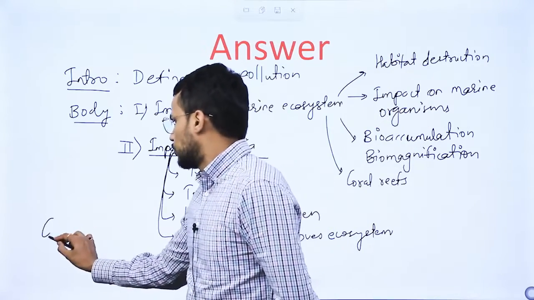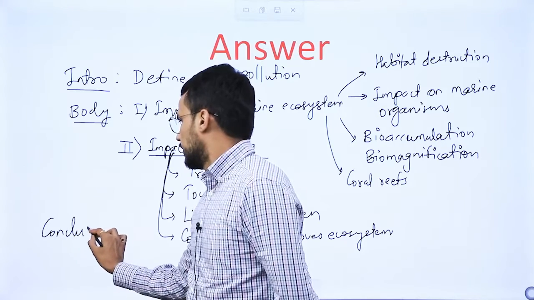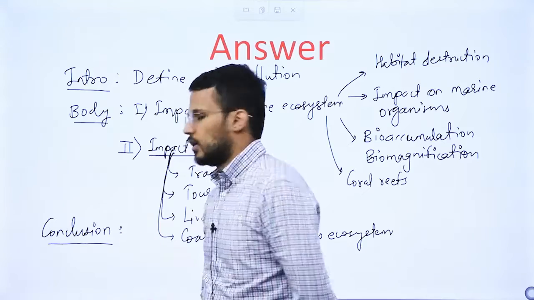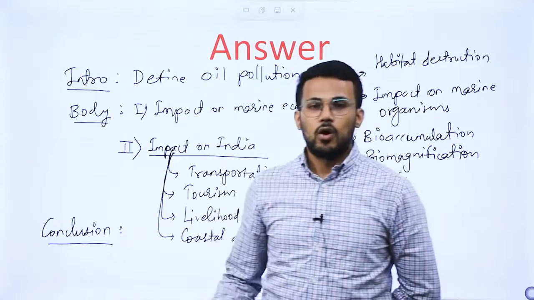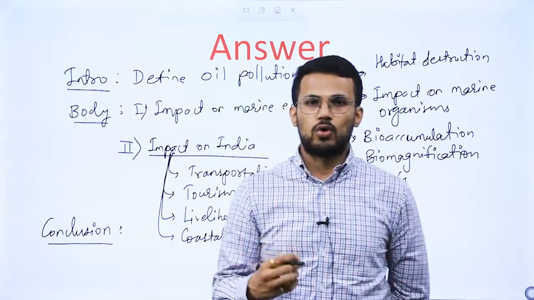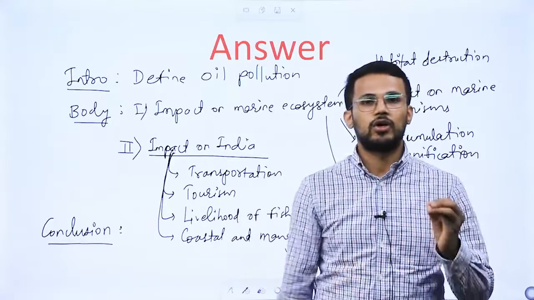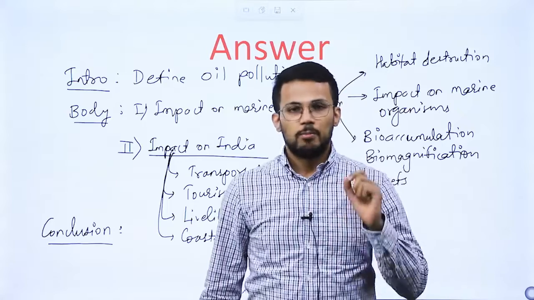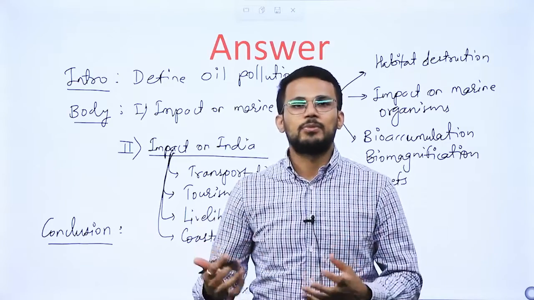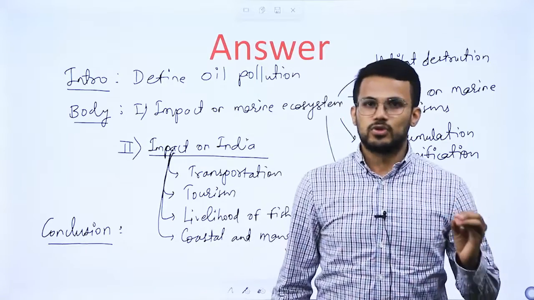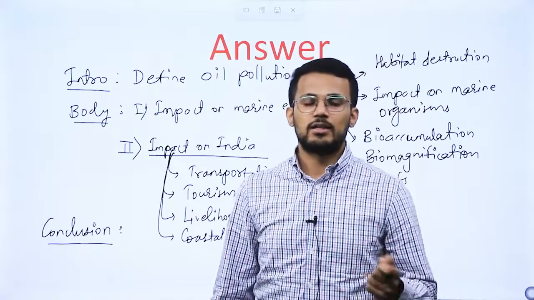Then in conclusion, we can write some solutions, right? So if oil spill occurs or if oil pollution is occurring, what are the solutions? First of all, we'll have to take measures so that oil pollution does not occur. But as it may happen because of accidental reasons, we should be prepared for the oil pollution as well. So what are the solutions that can be talked about?